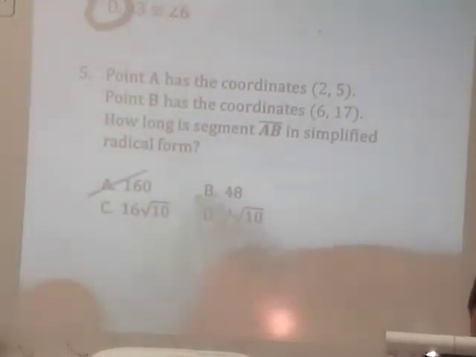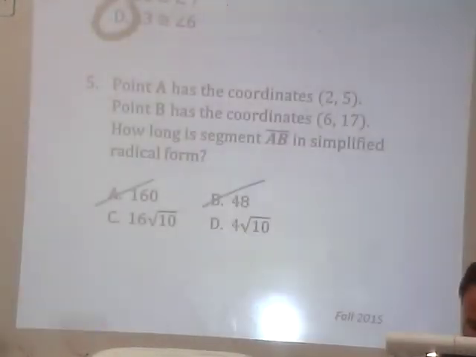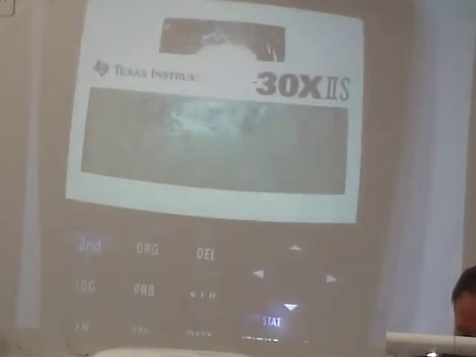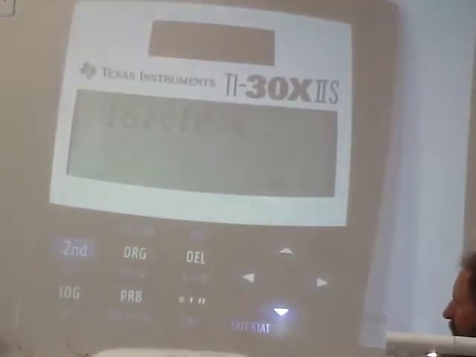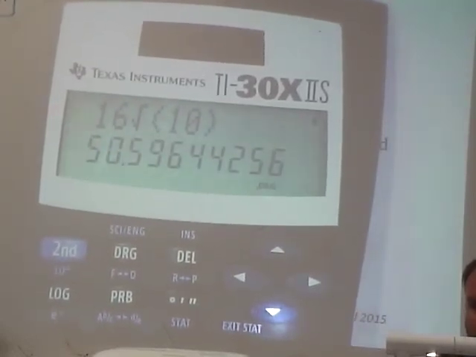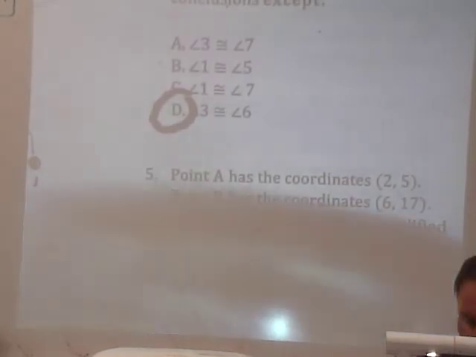C. How do you know it's C? Why don't we do this? What was it? 16 times the square root of 10? There it is. So C is 50.5. That's not what we want. We need 12.65. Let's try D. 4 times the square root of 10.